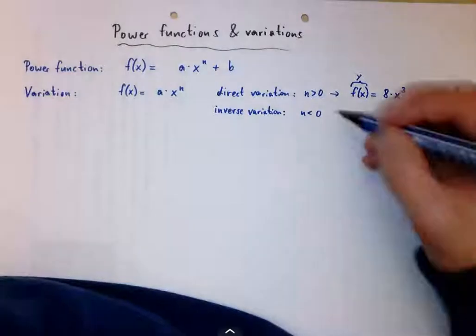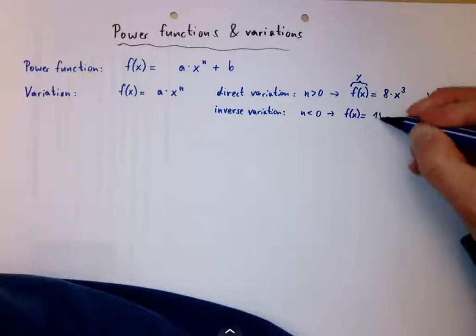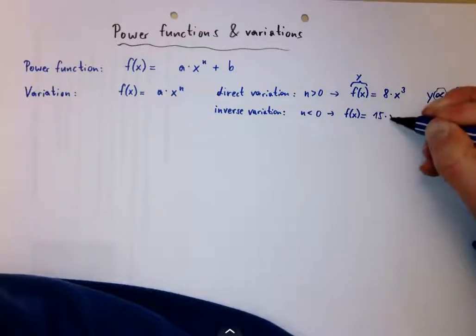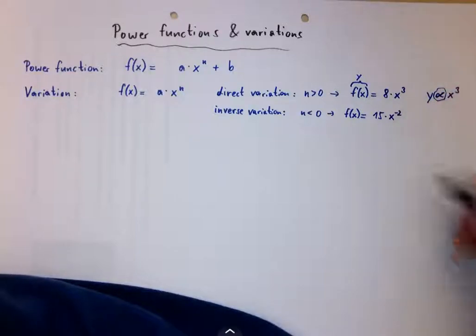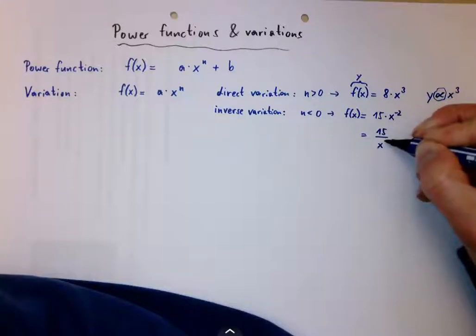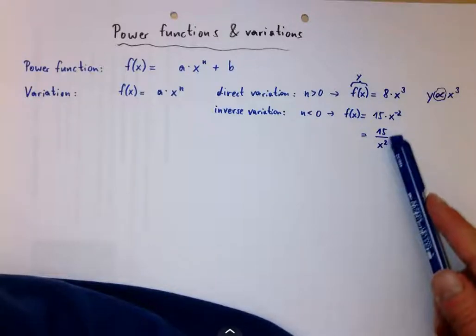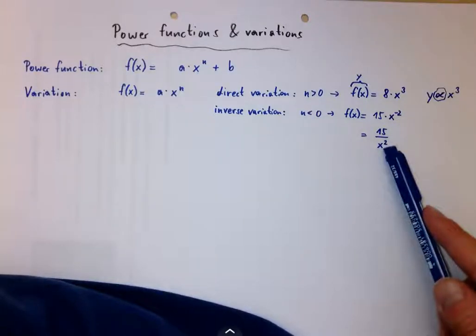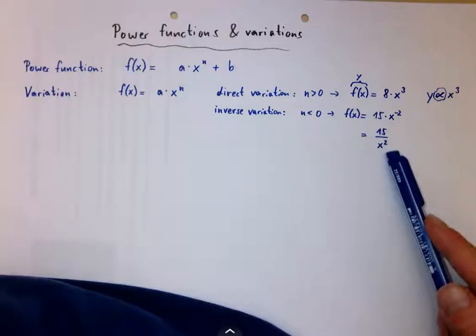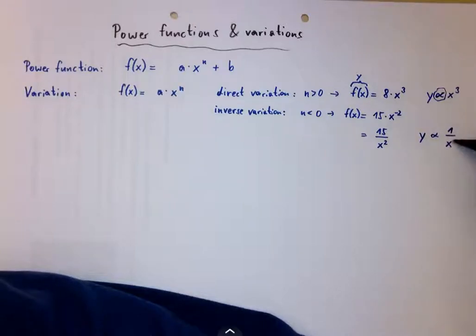An inverse variation could, for instance, be this one: f of x equals 15 times x to the negative 2. By the way, you could also write this as 15 divided by x squared. Remember that x to the negative 2 means 1 divided by x to the second power, so it's 15 over x squared. And you would say that y is proportional to 1 over x squared.